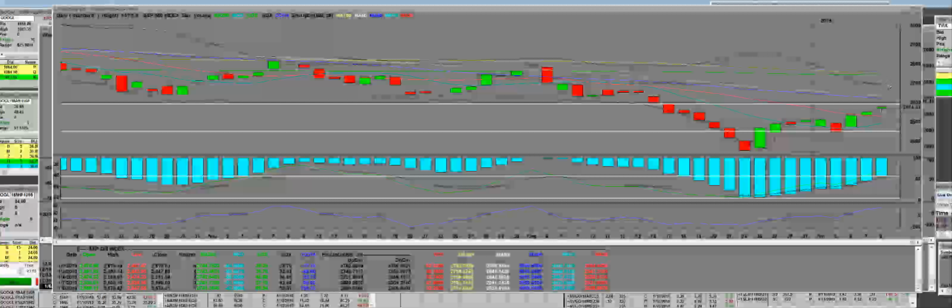The 50-day moving average is the white line at 26.39. That blue line, that's the 40-day moving average at 26.20.